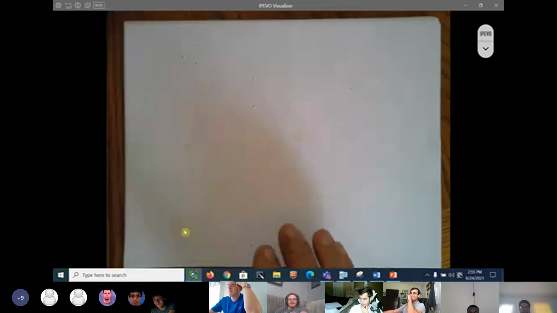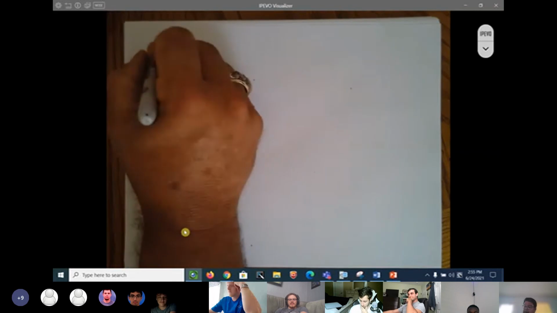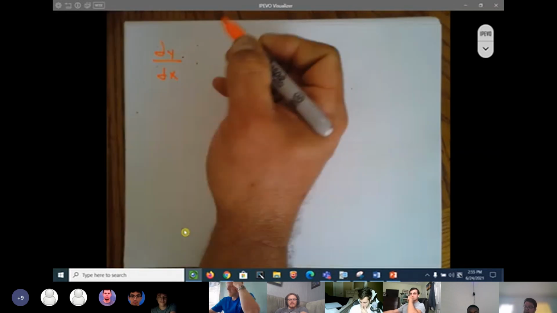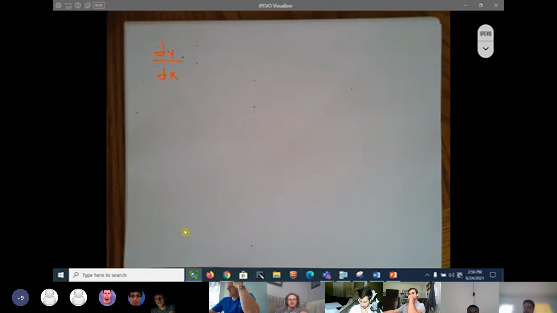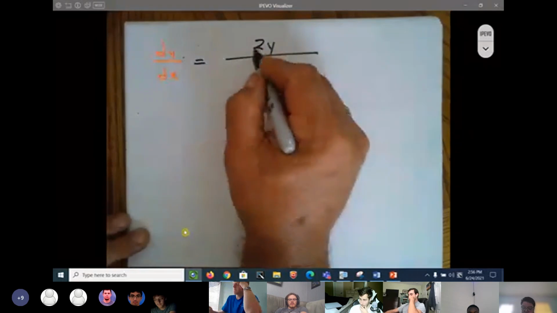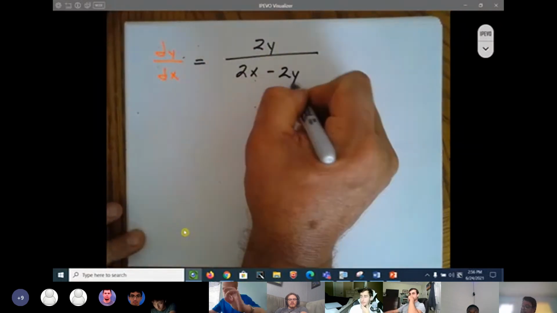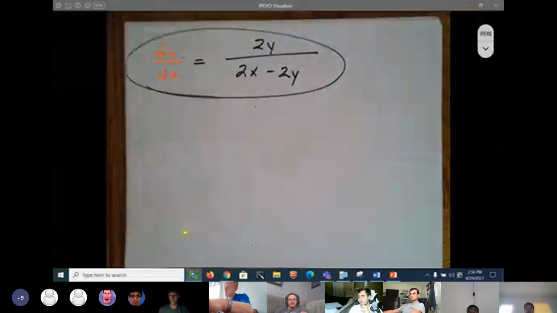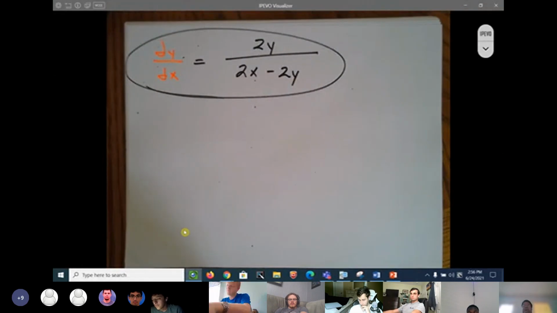So now we've got dy dx is going to be equal to 2y over 2x minus 2y. And there's actually people in here that's had calculus before that are actually understanding how to do calculus now. Is that the right sign for 2y? It better be. I think it should be negative, maybe. Yeah, I think it's a negative.